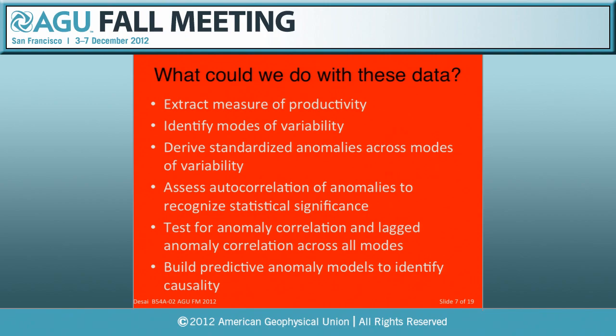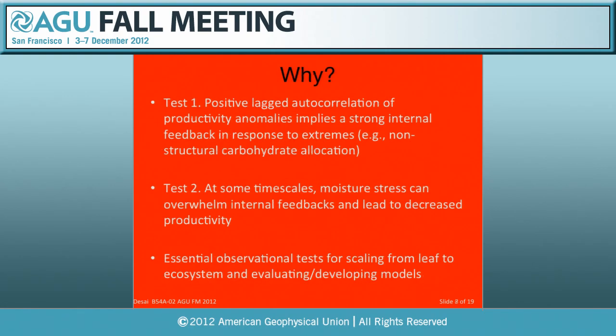What I'm going to do with this data is extract a measure of productivity. I don't want to derive GPP using all these partitioning methods. I just want to look at productivity in some other way. So I'm going to try to identify some mode of variability, find some standardized anomalies, and figure out how strongly autocorrelated these anomalies are. We'll see in a minute why that's important to take into account when you're trying to understand how climate anomalies or extremes influence CO2 fluxes. I'm going to do a bunch of lag correlation of anomalies. It's far simpler than it sounds. And I'll try to build some models just to get a sense of how we might go about improving models.